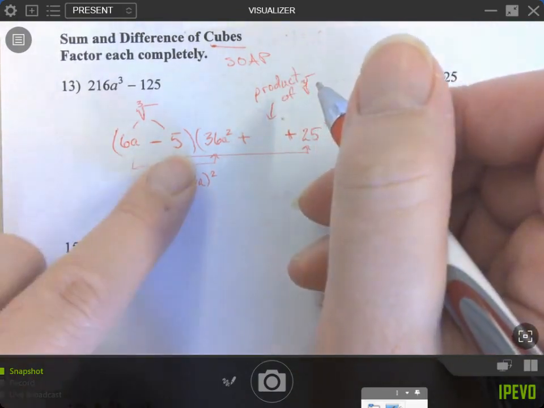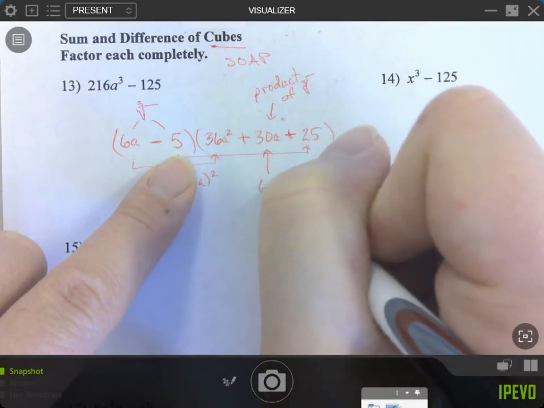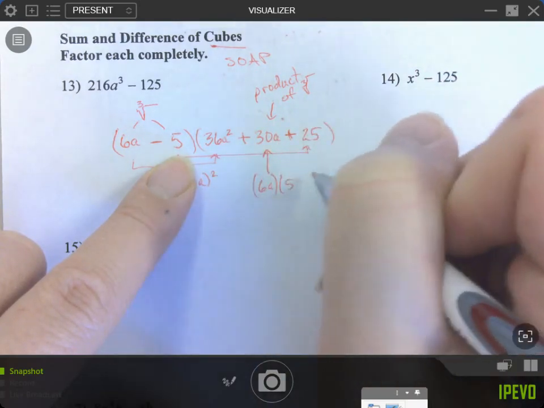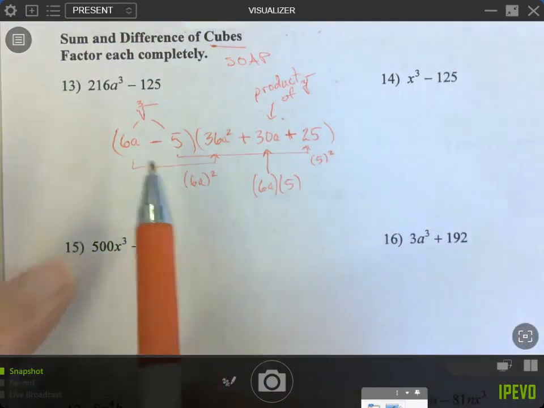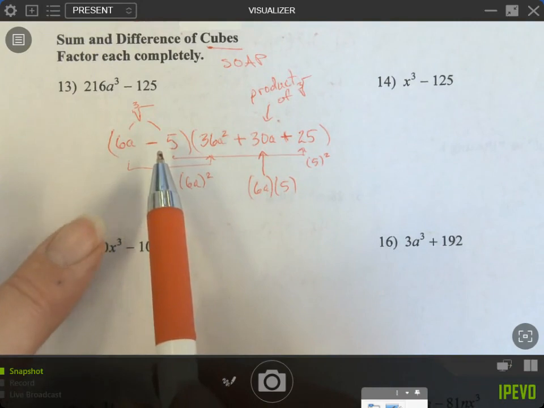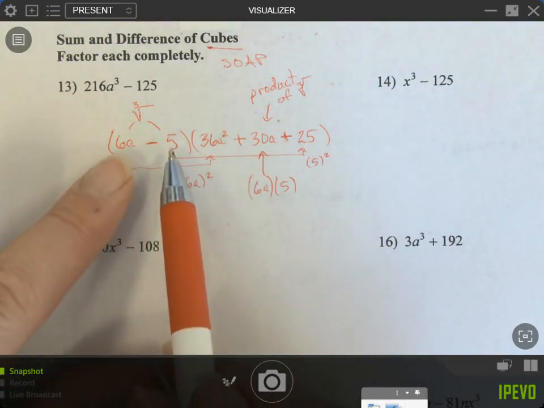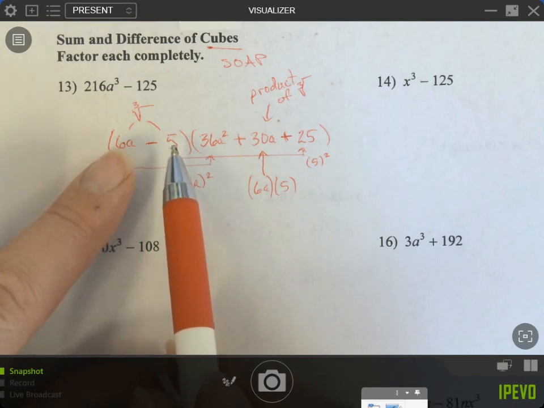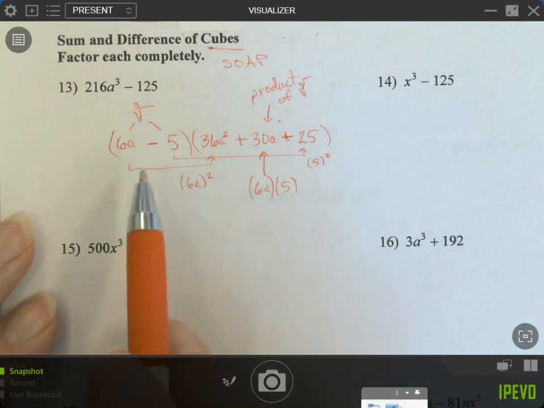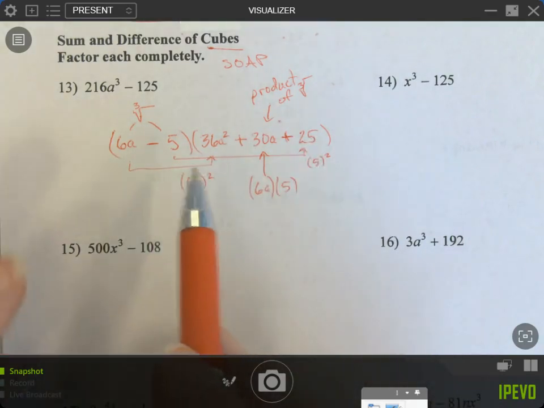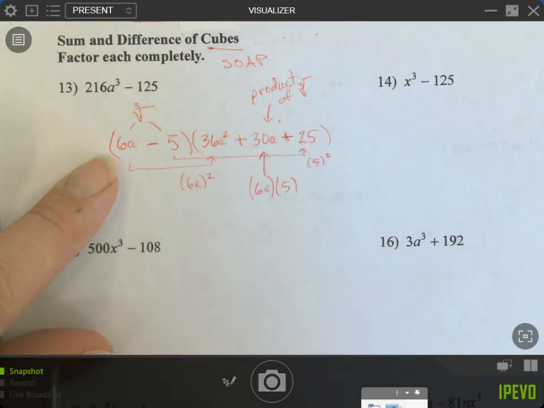So I'm going to take 6a times 5, and that's going to be 30a. This one, I took 5 and I squared it. I know this is like the only time you're allowed to ignore a sign. That negative sign is set, that positive sign set. So I just pull the values, like the absolute value, and I take the product of that. That's it. This is my difference of cubes that I factored. So 6a minus 5 times the quantity 36a squared plus 30a plus 25.